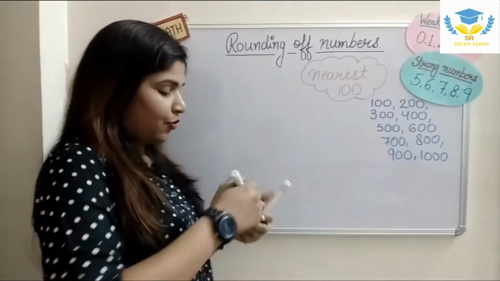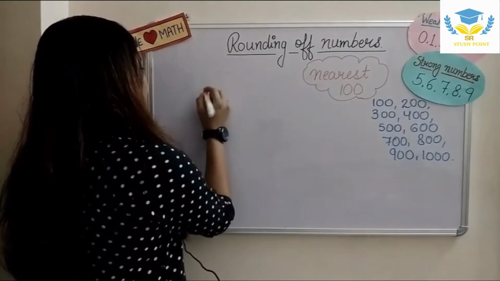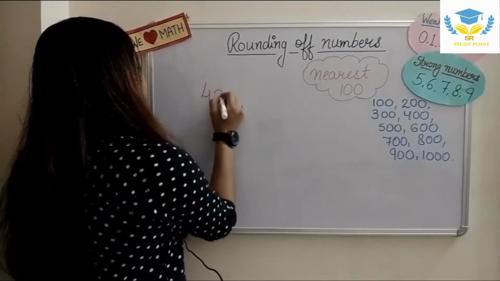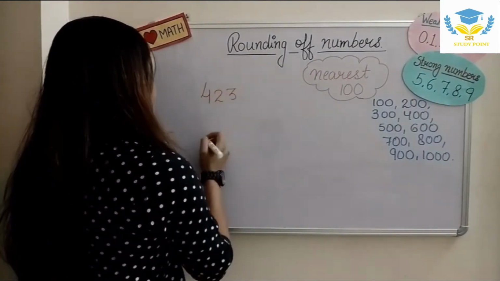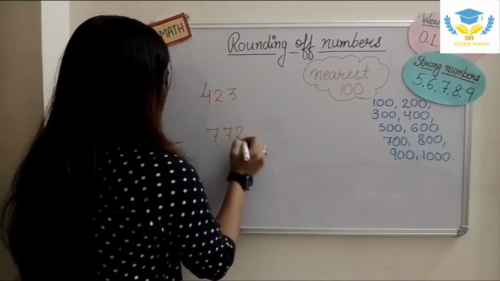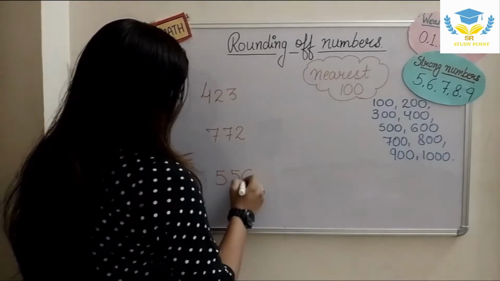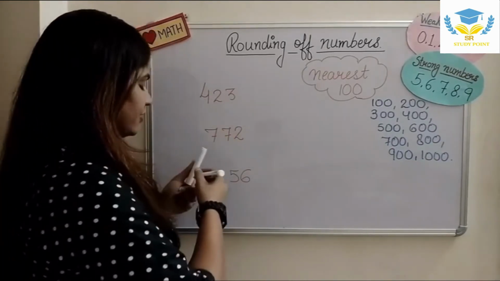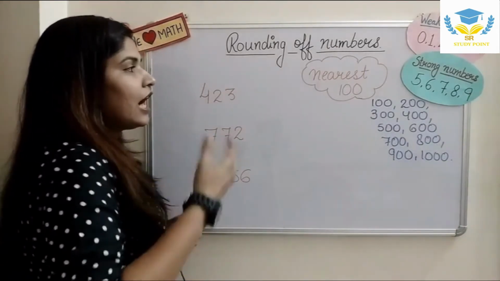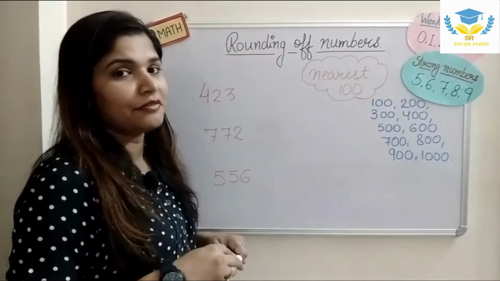Let us see how. Suppose I have a few examples here. Let me write down 423, 772, 556. So I have these three numbers. Let us see how we are going to round off these numbers to the nearest 100 value.